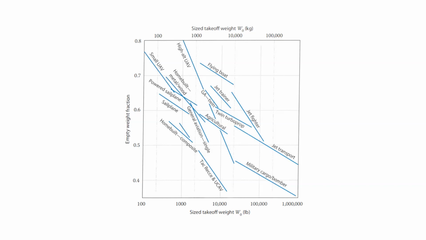So this graph comes from historical data. So as a designer, when you sit down and want to design a new aircraft, you have to understand what category of aircraft you are trying to design. Are you building a military cargo bomber? You will pick an empty weight fraction according to that. If you're building a small UAV, you'll pick according to that. If you're building a high altitude UAV or a flying boat, a powered plane, right?